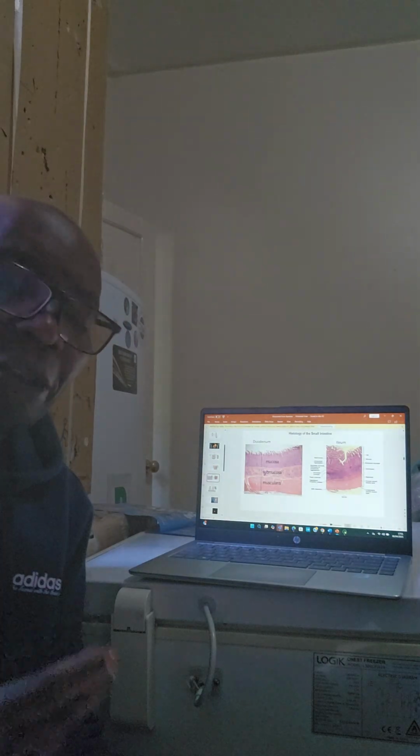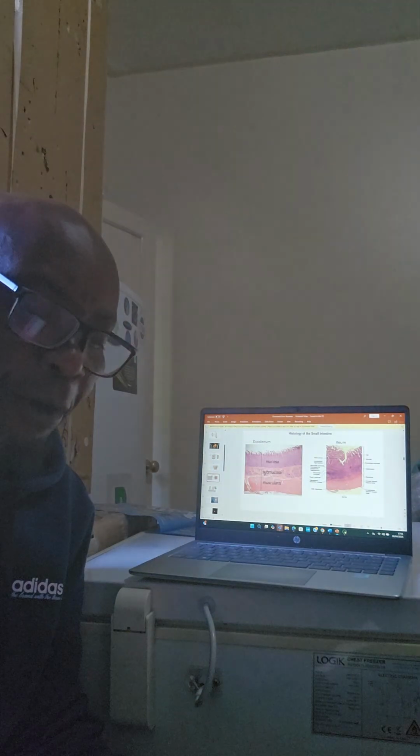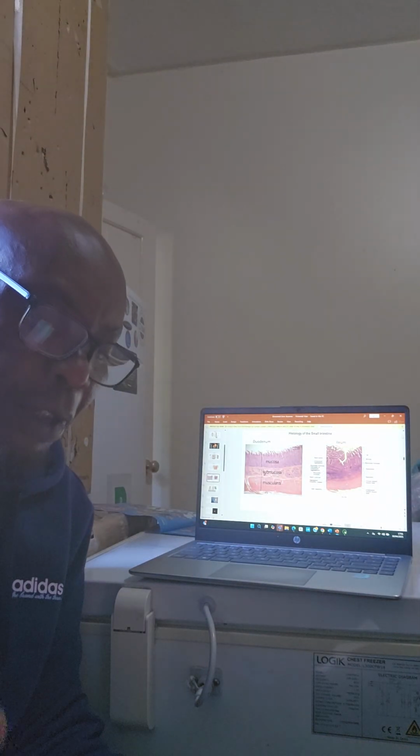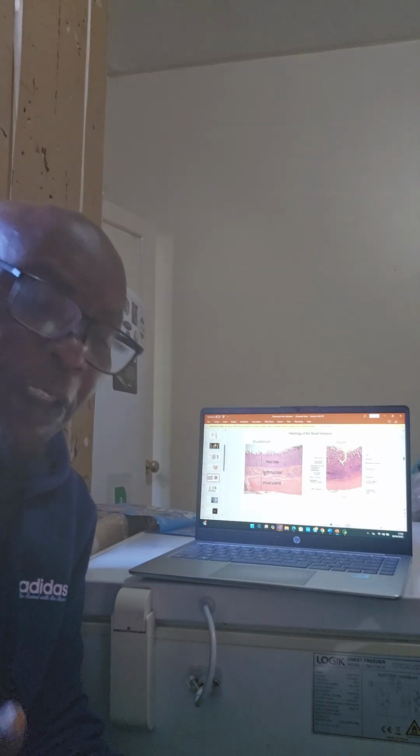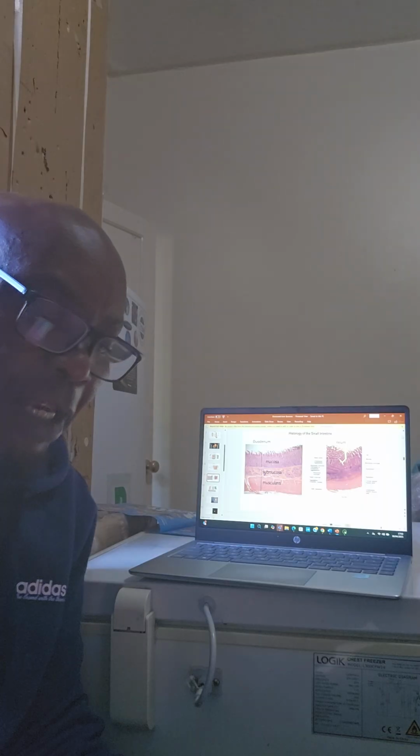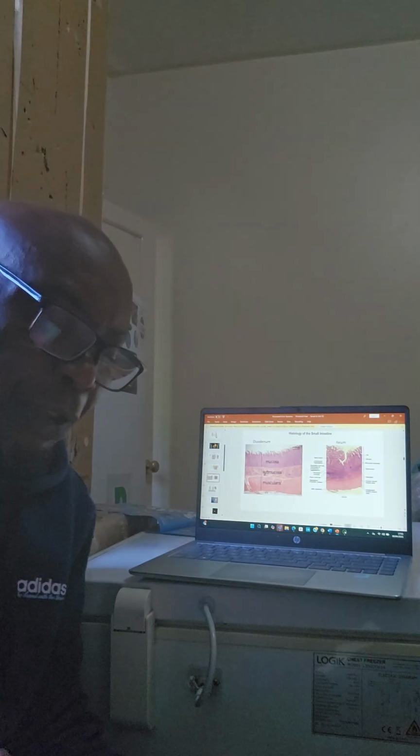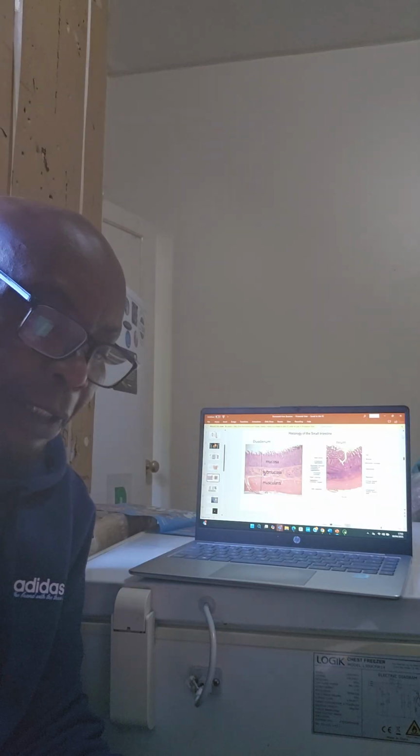Muscularis. Muscularis has 2 layers of smooth muscles to assist in peristalsis. The serosa, the outer layer that provides protection and reduces friction with other abdominal organs.